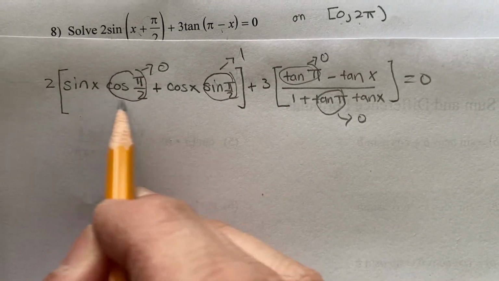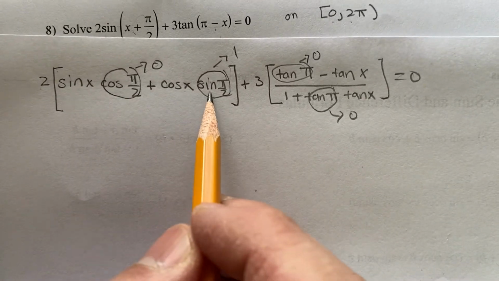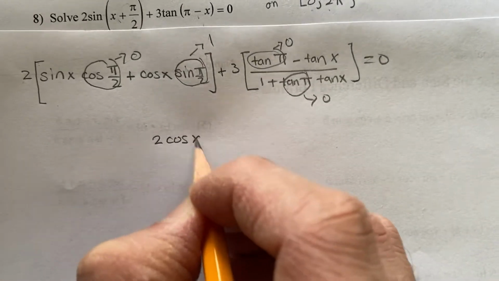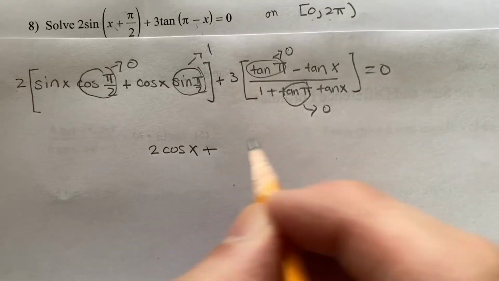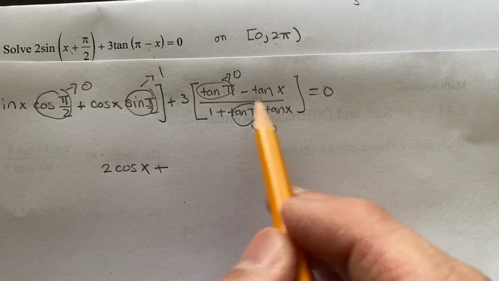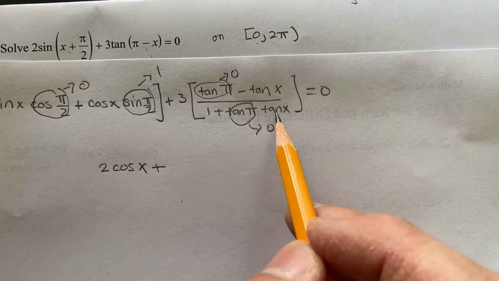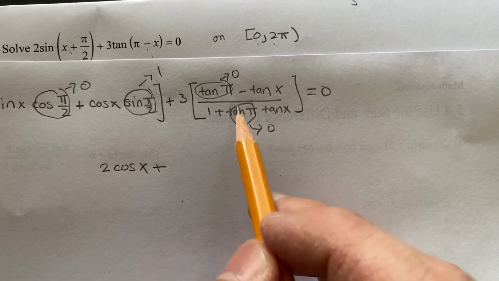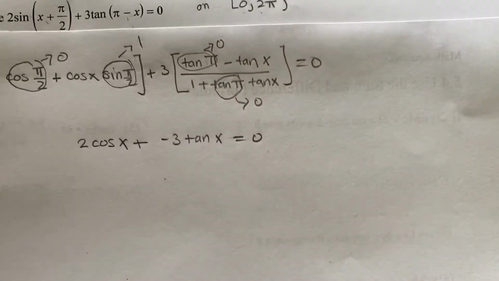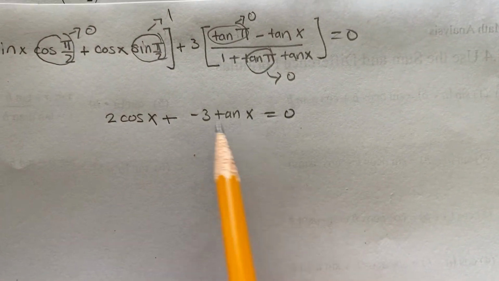So if this value goes to 0, 2 times 0 is just going to be 0. 2 times cosine of x, and this guy right here is just 1. All I'm going to be left with is 2 cosine of x. Okay? And on this side right here, this is going to be 0. 0 minus tan x is negative tan x. So I'm going to have negative 3 tan x in the numerator. 1 plus 0 is just 1. So negative 3 tan x over 1 is just negative 3 tan of x. Okay, so after all that work, I have a basic trig equation that looks something like this.